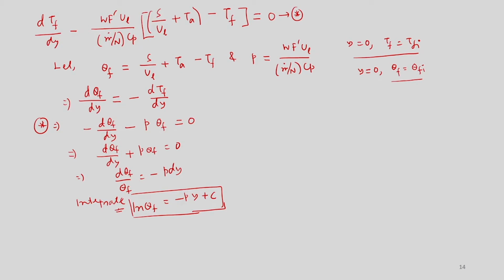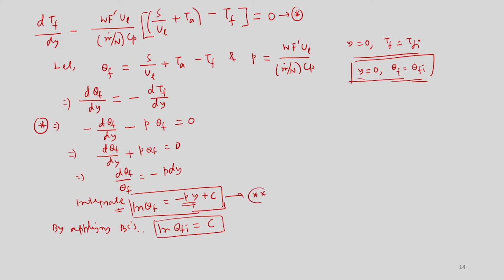Now apply the boundary conditions. By applying BCs, at y is equal to 0, theta f is equal to theta f i. So ln of theta f i, since y is 0, means this expression will be 0. So C will be ln of theta f i. Maybe you can write this as double star.